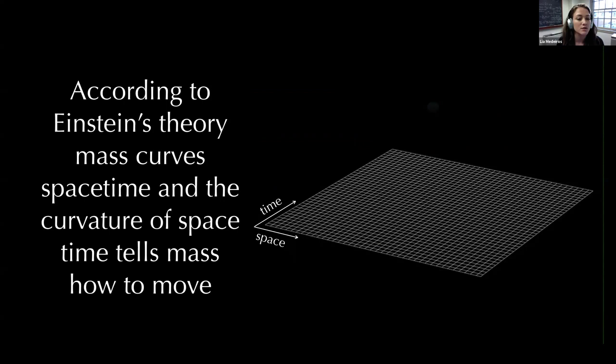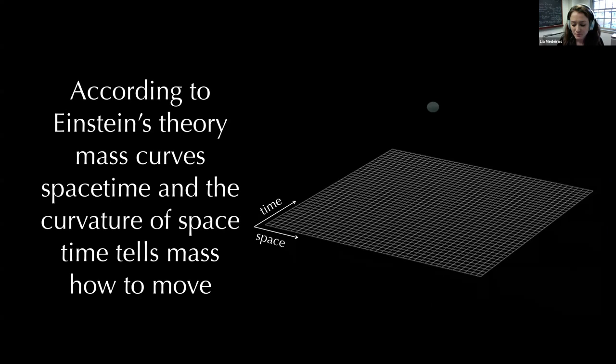And so according to this theory, mass will actually curve space-time, and the curvature of space will then tell mass how to move. And so I have a diagram for you here on the right. What you're looking at right now is essentially flat space-time. Obviously, I can't draw in four dimensions, so we'll just have to pretend. But we'll see how adding a mass to the space-time can affect the space-time itself. So now we've added a mass, and you can see how that mass can curve the fabric of space-time.